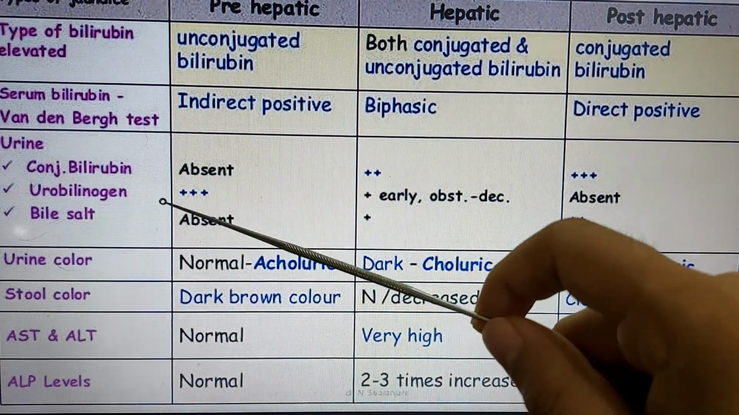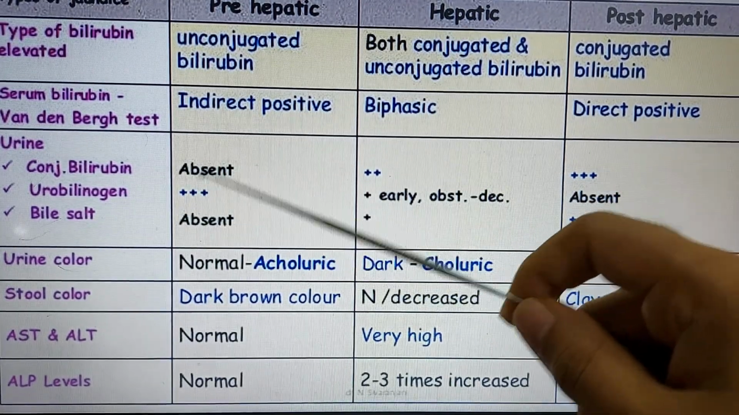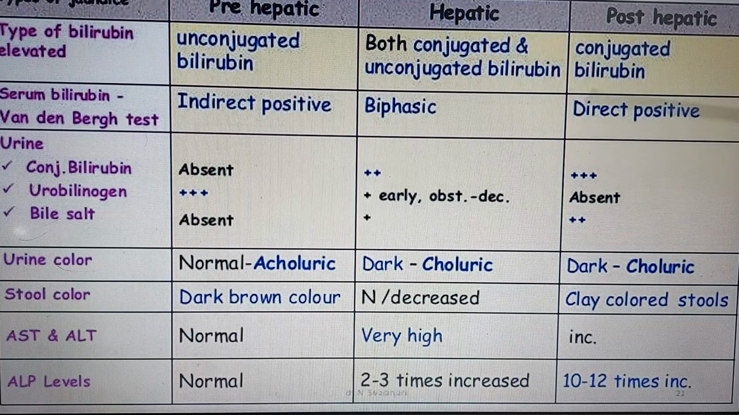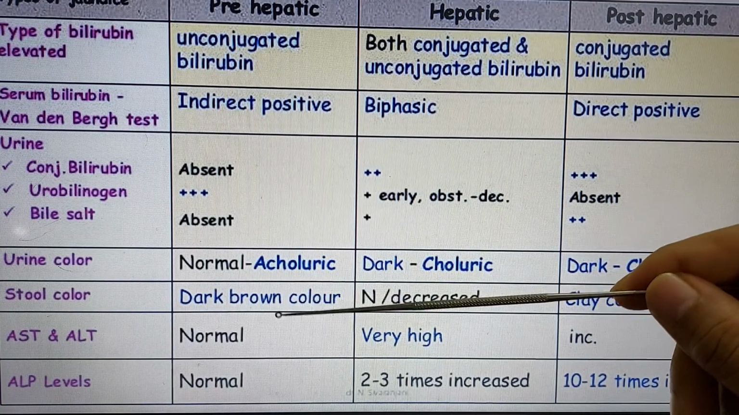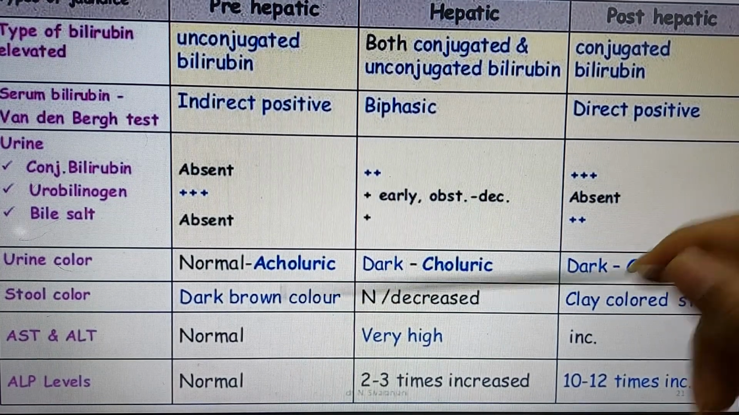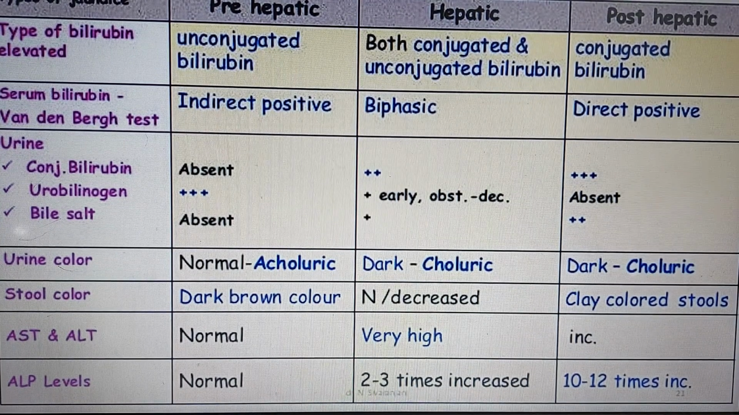And in the urine, you see that the conjugated bilirubin in prehepatic jaundice will be absent, but urobilinogen will be normal or increased. But in post-hepatic jaundice, there is more and more conjugated bilirubin, but there is no urobilinogen. And in the stool, in prehepatic jaundice, it is normal dark brown color, but in obstructive jaundice, it is clay or frothy color. These are the pathophysiological changes that occur in jaundice.